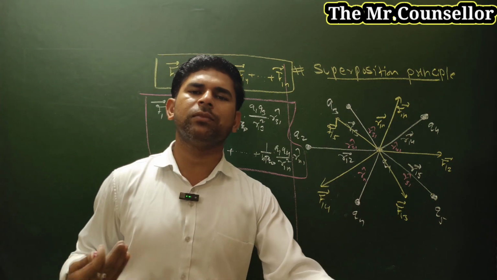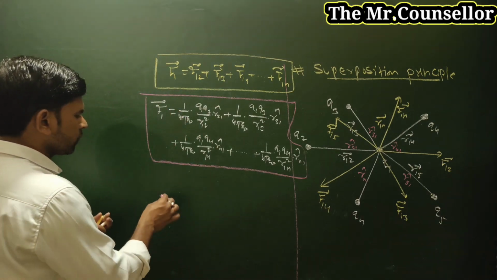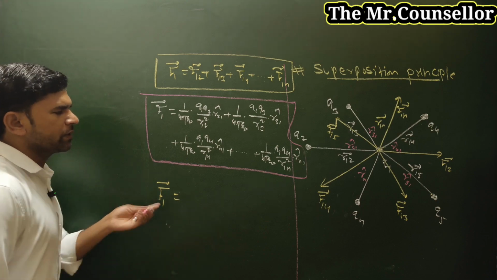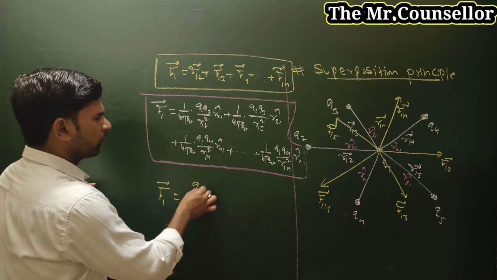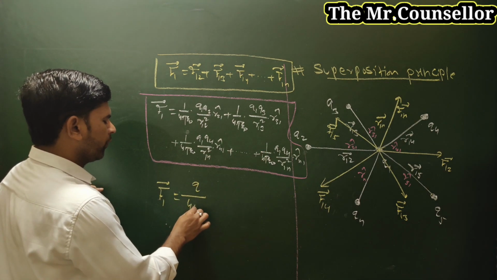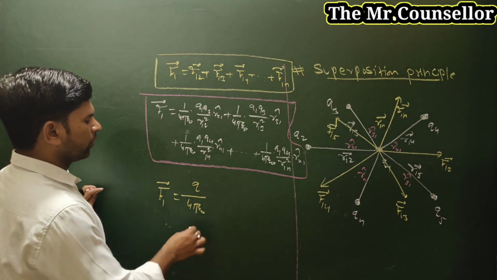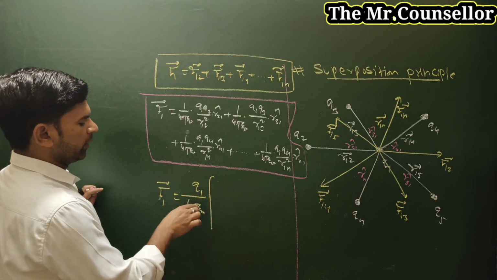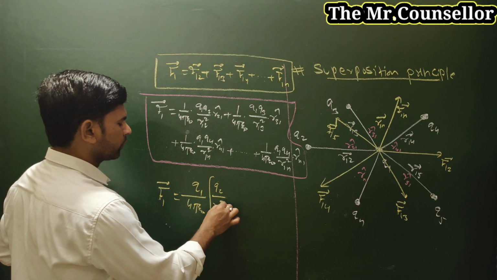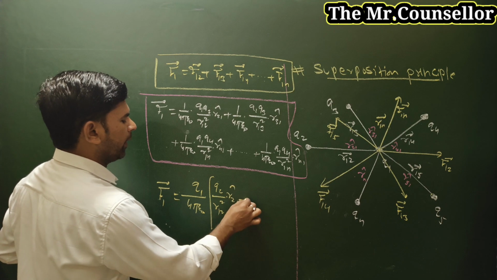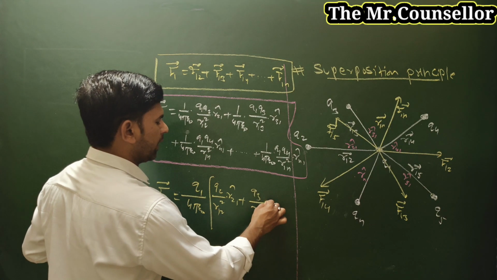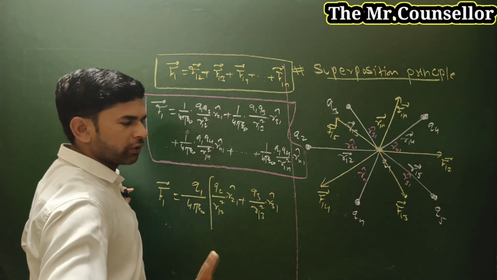But if you want to make some arrangement, you can make it like this. You can write vector F1 is equal to, what is common here? Q1 is everywhere, and 1 upon 4 pi epsilon naught is also everywhere. So we can write Q1 upon 4 pi epsilon naught. Is it okay or not? So now in the bracket you can write Q2 over r12 square r21 cap plus Q3 upon r13 square r31 cap. Is it okay or not?